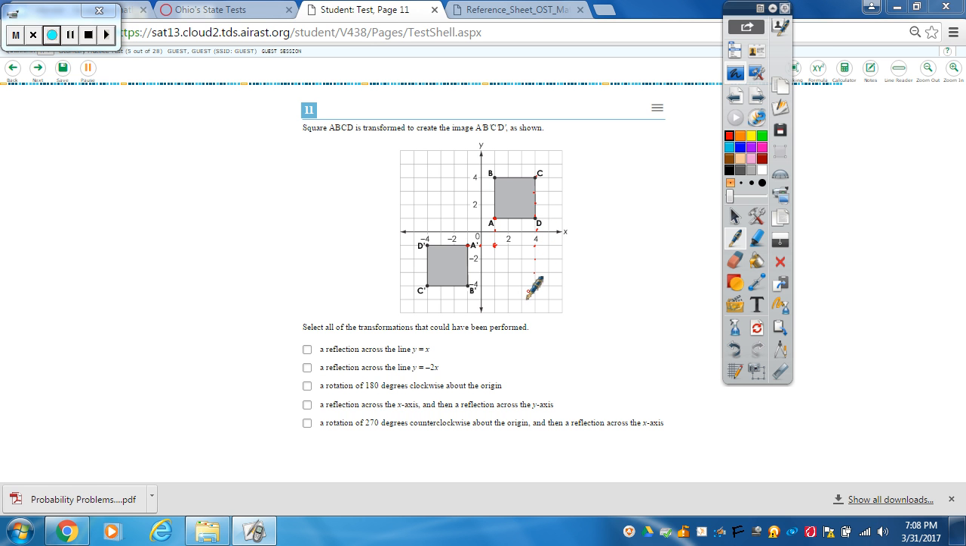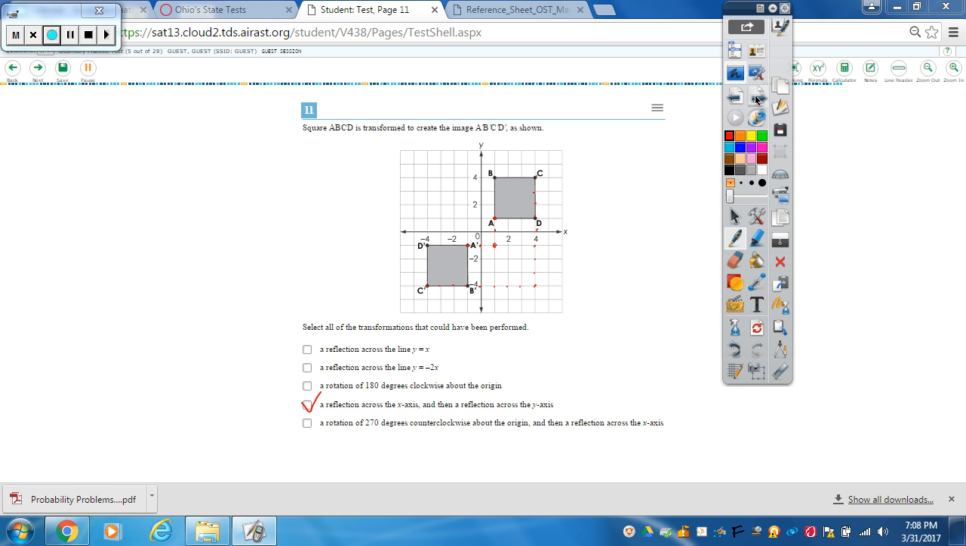To get to the y, it's 1, 2, 3, 4. To get away from the y, 1, 2, 3, 4. And you can continue going on around there, but what you're going to see is that those points map right back onto themselves. So this is also an option right there. Reflection across the x and then a reflection across the y.